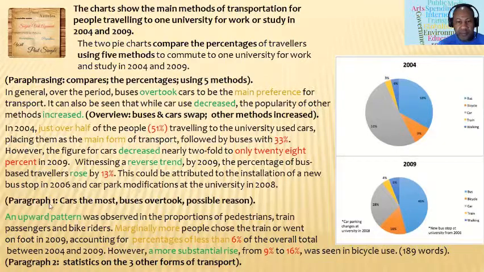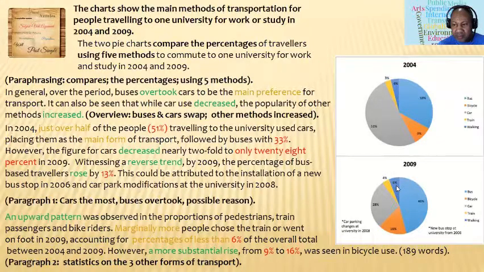So, paragraph 1, cars are the most, buses over 2, and we've also got a possible reason for that. So, paragraph 2, an upward pattern was observed in the proportion of pedestrians, train passengers, and bike riders. So, 1, 2, 3. Yellow, blue, orange. Marginally more people chose the train. So the train is, yes, marginally more. 1% is marginally. So marginally more people chose the train or went on foot in 2009.